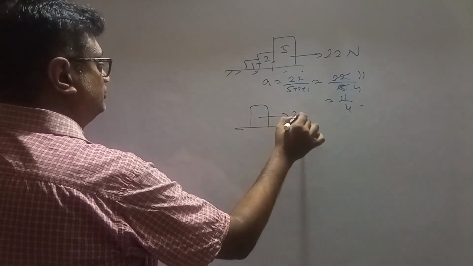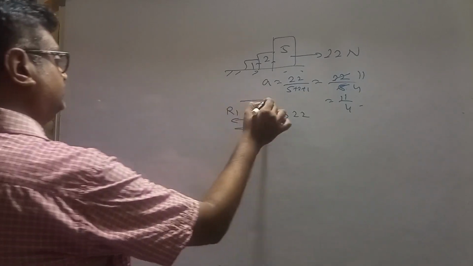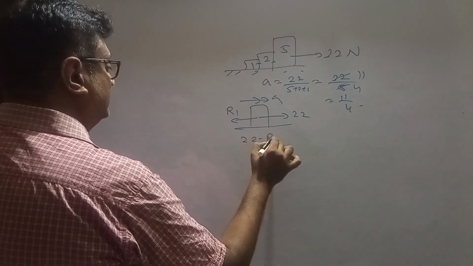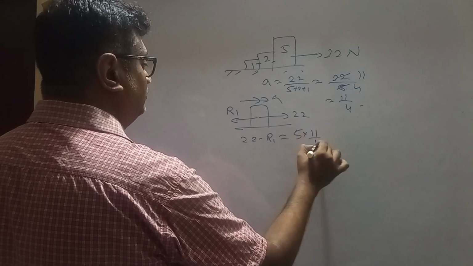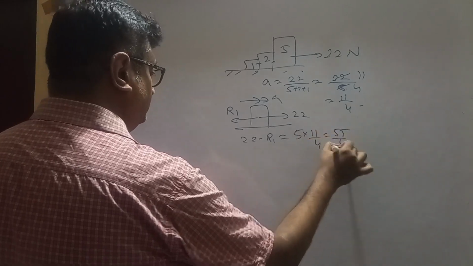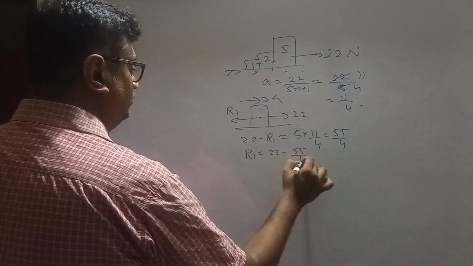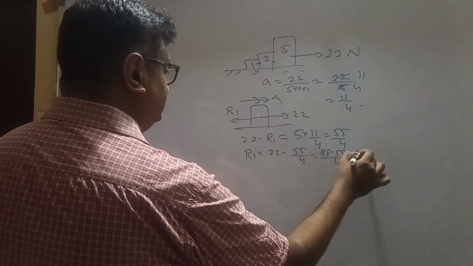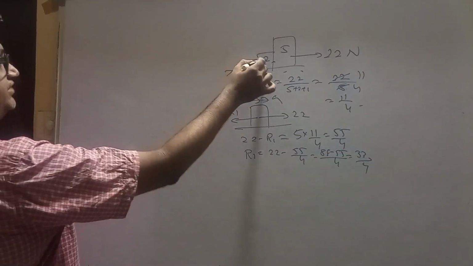Okay. So this is 22 and this is some reaction R1. Now the system is going in this direction. So it will be like 22 minus R1 is equal to 5 into A. A will be 11 by 4, which is 55 by 4. So R1 will be equal to 22 minus 55 by 4, which is 88 minus 55 by 4, which is 33 by 4.